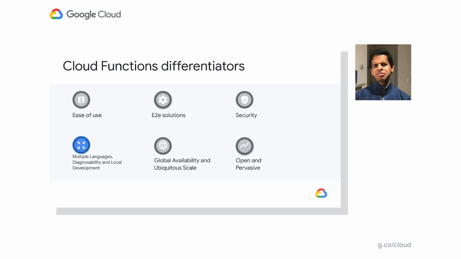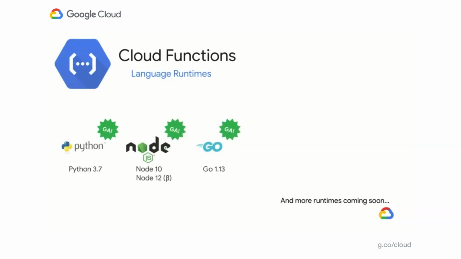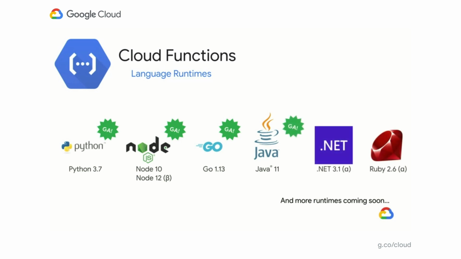Along with scalability and security, users really care about multiple languages, diagnosability, and local development. Cloud Functions today is available in key languages such as Python, Node, and Go. Further, we're super excited to announce Java 11, which is generally available, as well as .NET and Ruby. And we have more runtimes coming soon as well.